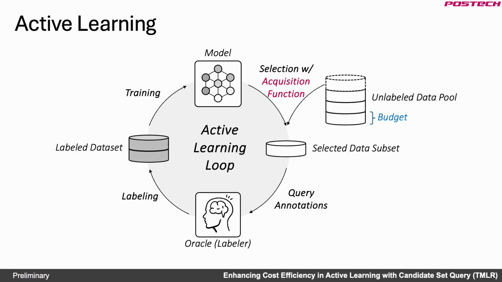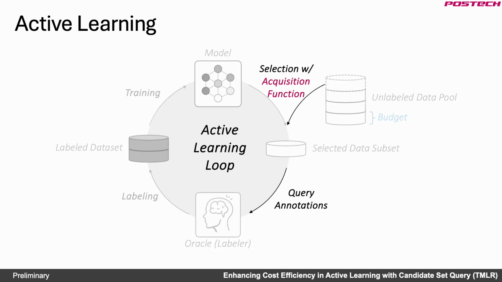Active learning improves labeling efficiency by repeatedly selecting samples for annotation and retraining the model. The loop begins with an initial labeled dataset. A model is trained, then an acquisition function based on the model's predictions chooses which unlabeled samples to query. These samples are annotated and added back into the training set.